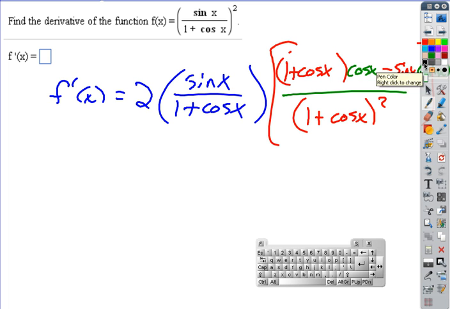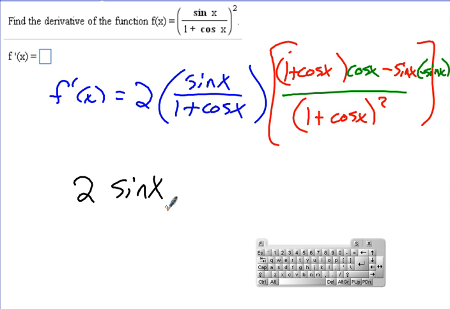So we got some stuff going on here quickly. We got 2 tan times, 1 plus cosine x, plus cosine squared x plus sine squared x. Sine squared x plus cosine squared x is 1. So cosine squared x plus 1, cosine x plus 1. We ran out of time.